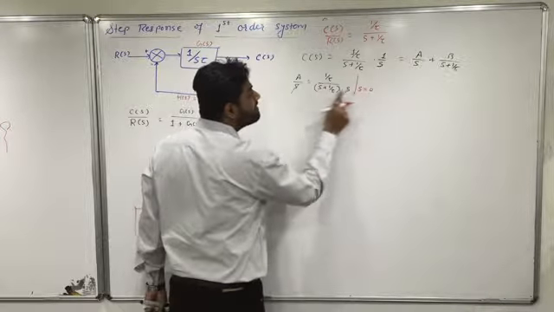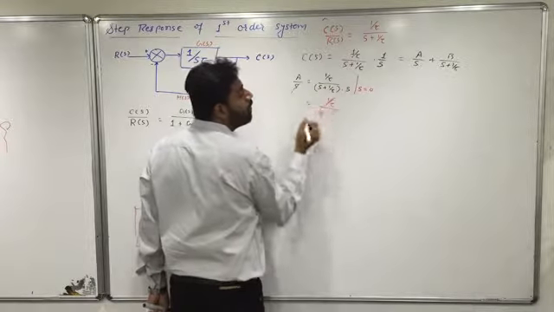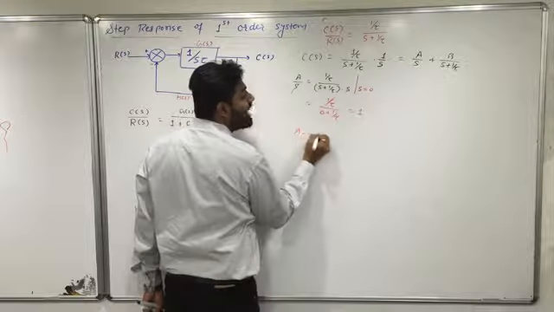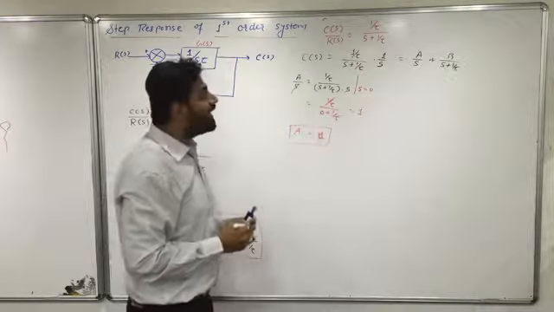Now let's say s is equal to 0, so I'll put that value here. So 1 upon tau, it is 0 plus 1 upon tau. 1 upon tau cancel, it is equal to 1. So I got a value of A which is equal to 1. Is it clear to all of you? Fine. Now let us find out B.